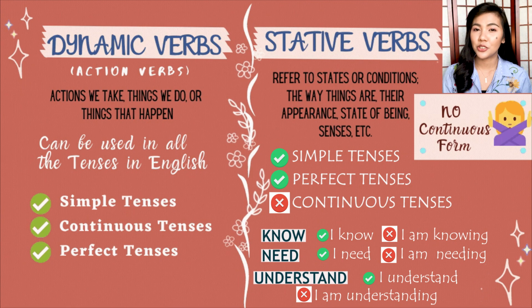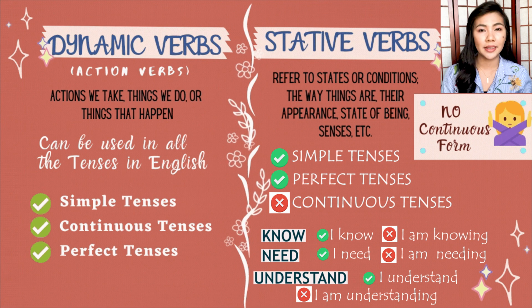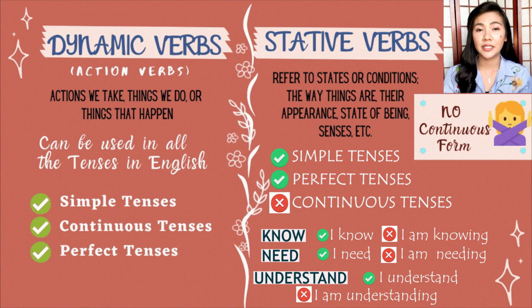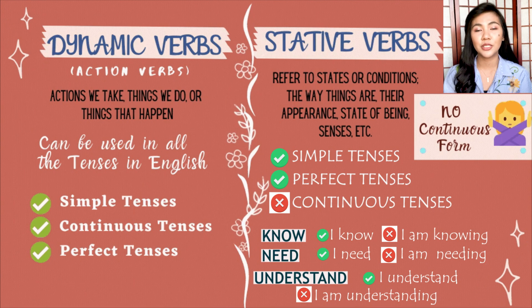So this is where the majority of mistakes are made, because in many languages there's only one present tense or one past tense. And that's what causes difficulties sometimes in English between these simple tenses and continuous tenses. And especially in this section, because these stative verbs are never allowed to be used in continuous form.